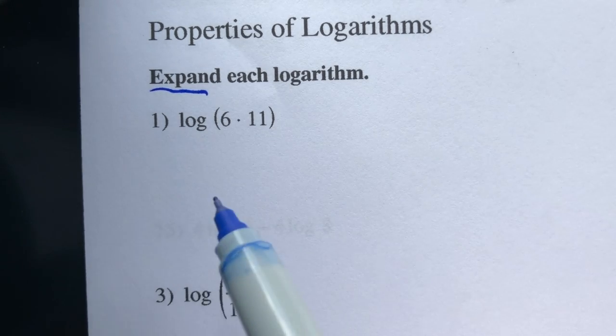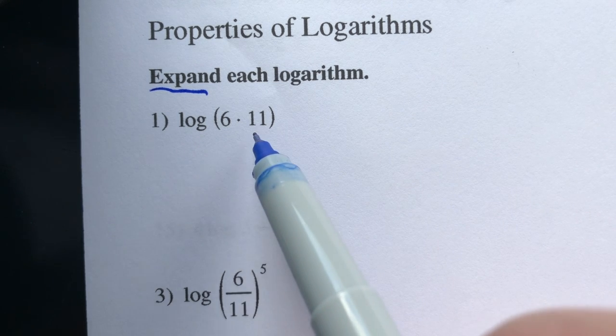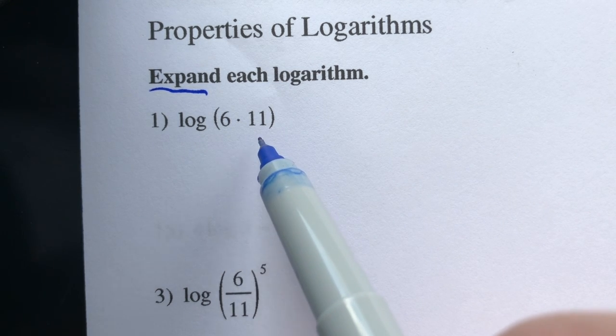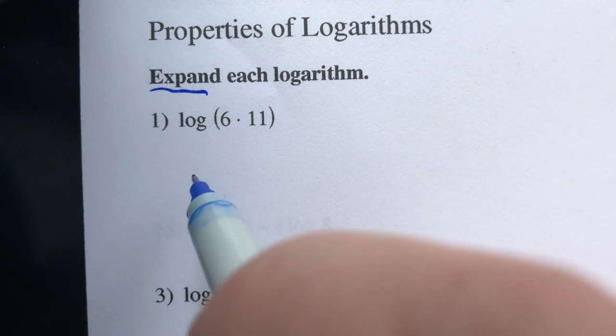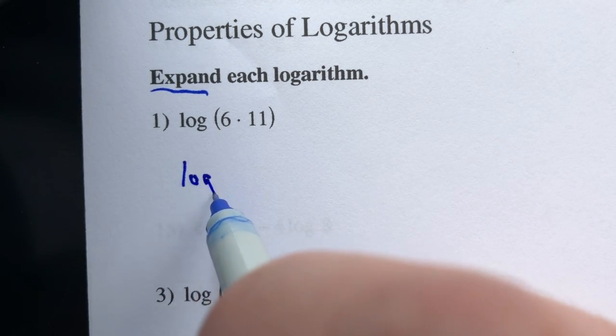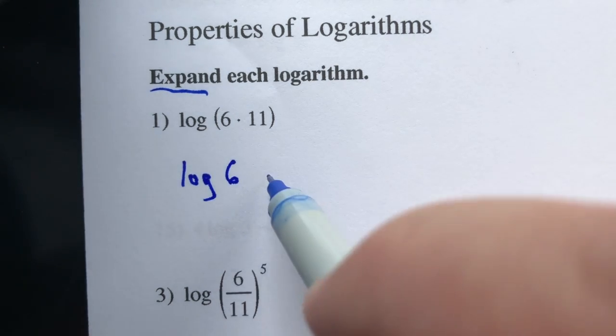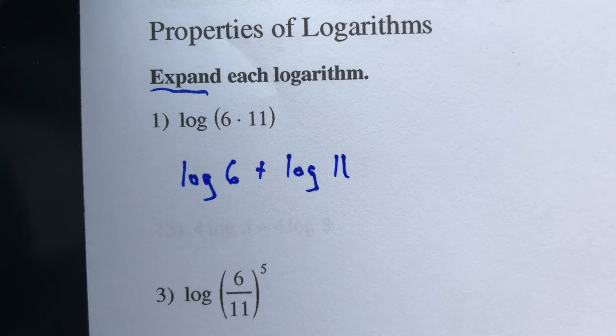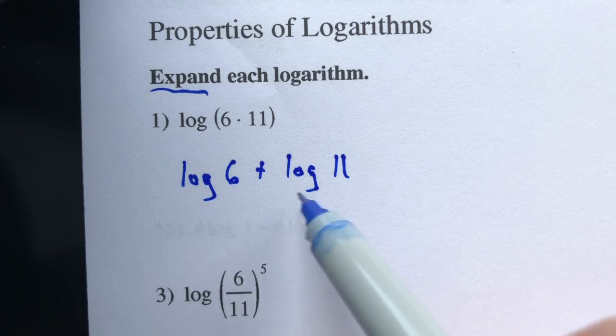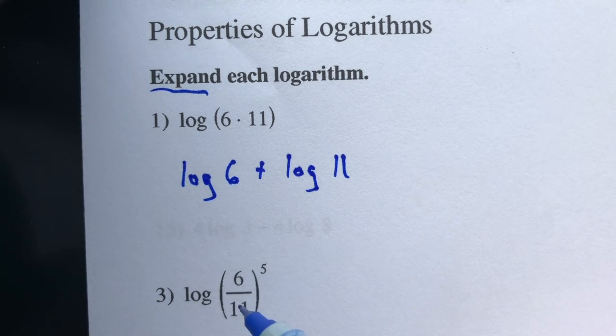So what we do is we first look at what we have. We have the log of 6 times 11. Okay, so we're talking about a product, so we're going to use that product property that we talked about. And so what that means is that I can take this 6, give it its own log, and I'm going to add the log of 11. And so that's basically it for this one. Log of 6 plus log of 11 is the same thing as that. So that one's done. Easy.